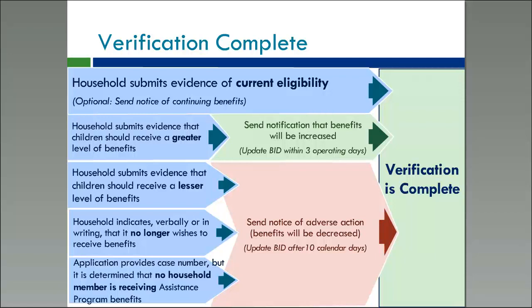When you send the notice of adverse action, that is when verification is considered complete, and then you have 10 calendar days after that to update your benefit issuance document. But when you actually send the letter is when verification is complete. So make sure that gets sent by November 15th.